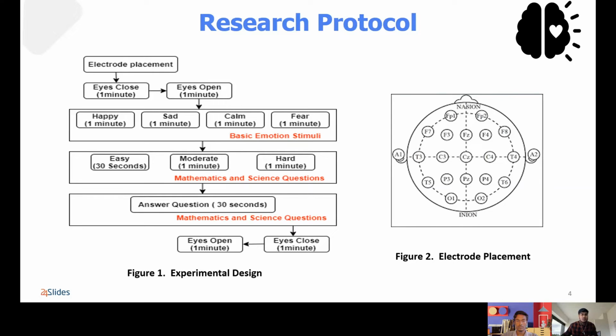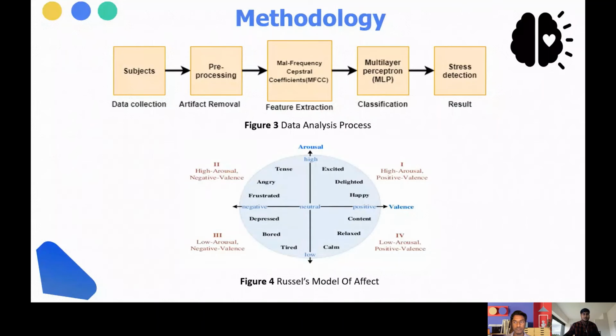Then they are required to answer the questions if they can, and we record their brain signal for all 12 questions. Finally, before the end of the experiment, we record the brain signal of the subject during eyes open and eyes closed again within 1 minute. Here is our methodology. This is the process of data analysis.